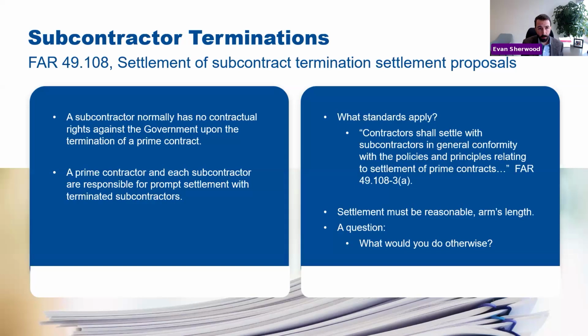We talked about cost reasonableness, and we've talked quite a bit about cost reasonableness. One of the elements of cost reasonableness is arm's length bargaining. What does that mean? It means a lot of things, but one thing it means, to illustrate, is that a prime should not just accept on face value its subcontractor's settlement proposal. From time to time that happens.